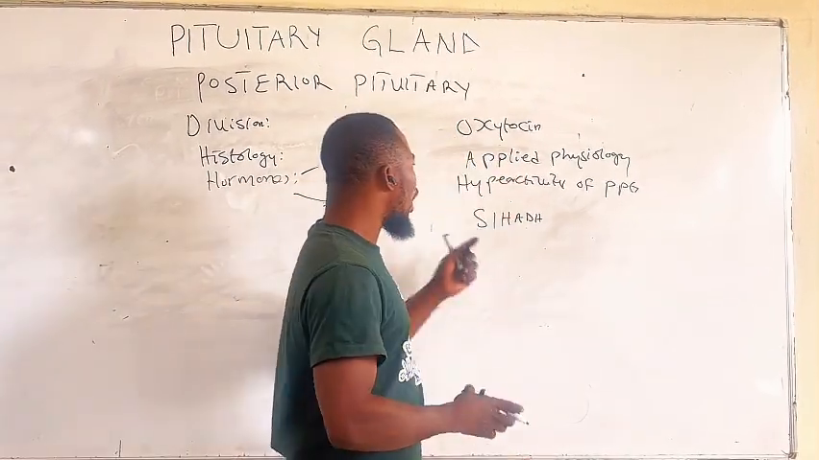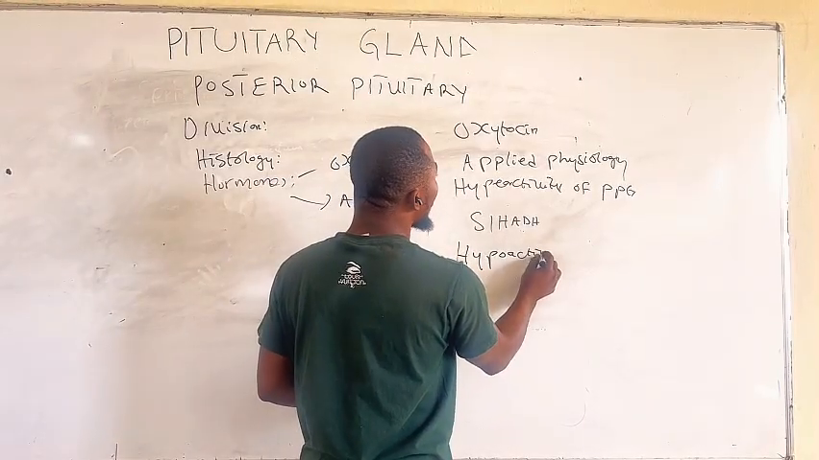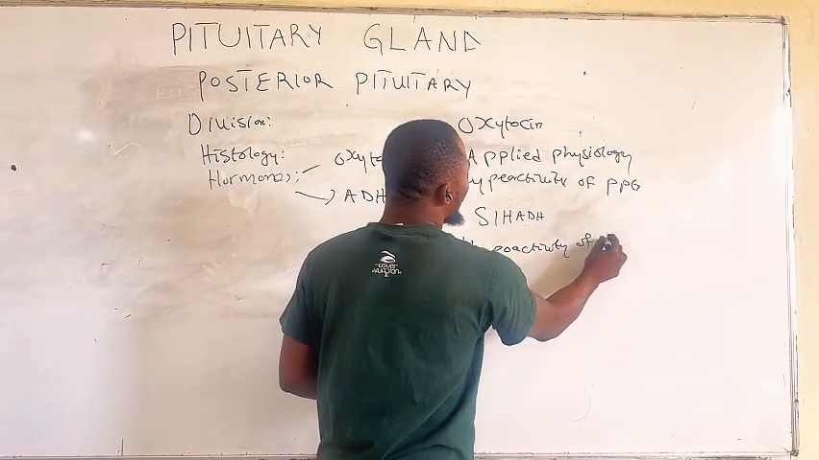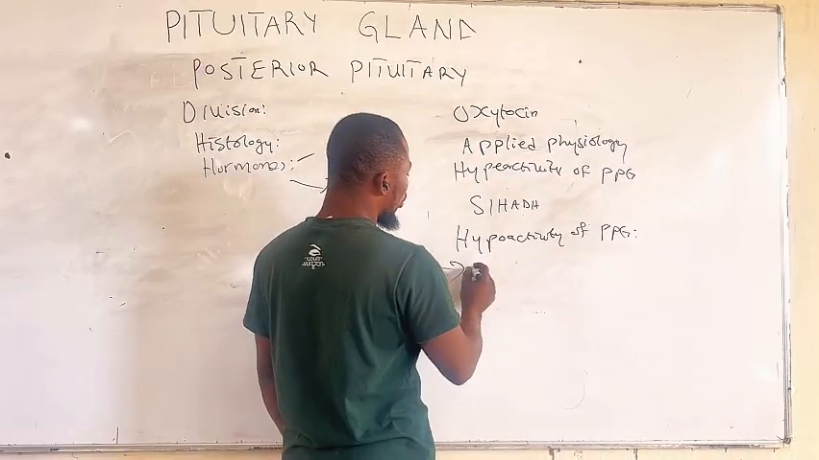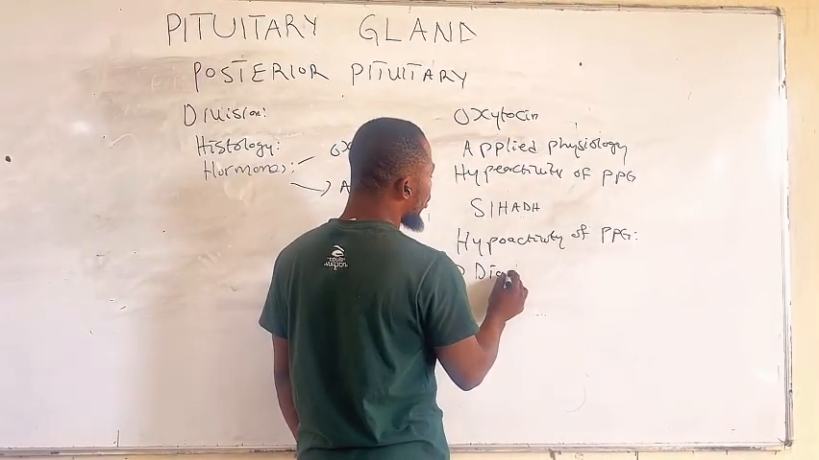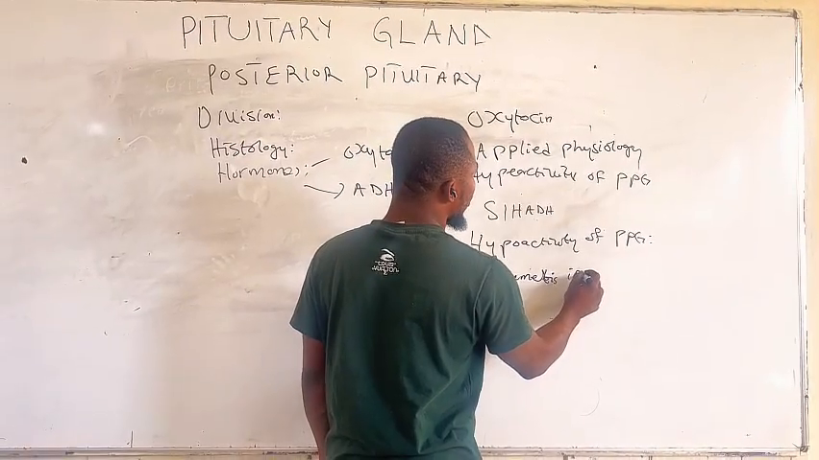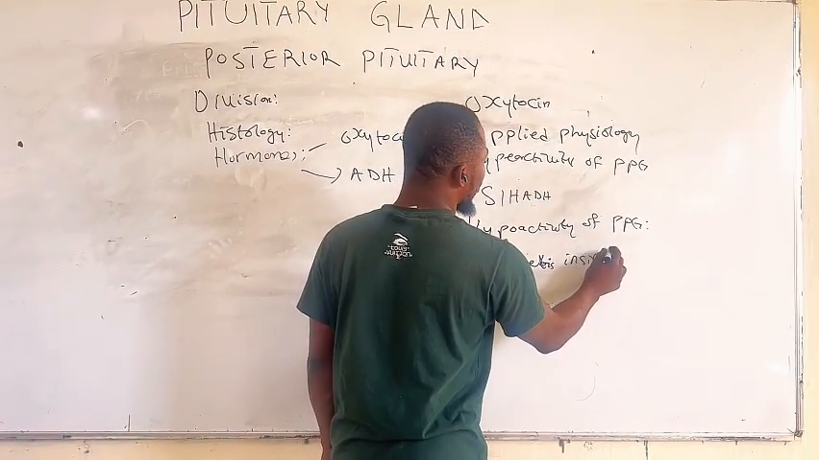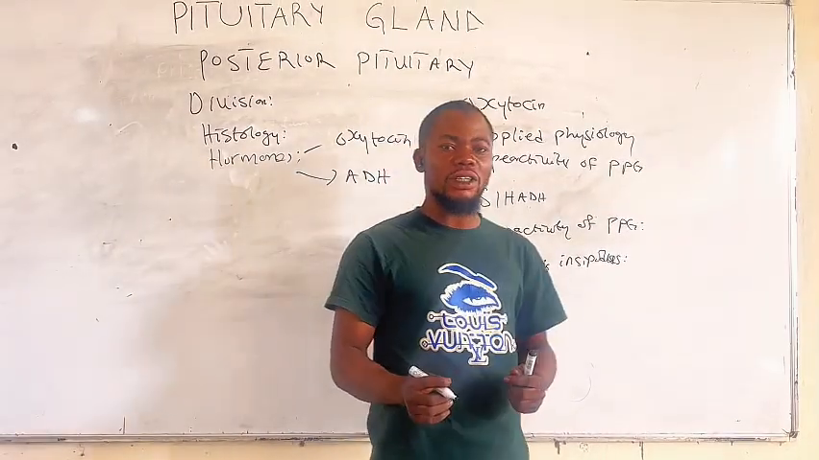Now, for the hypoactivity of the posterior pituitary gland, it is what we call diabetes insipidus.